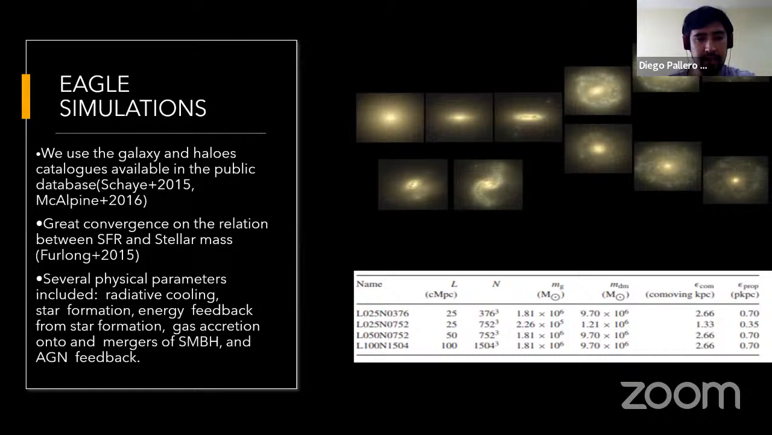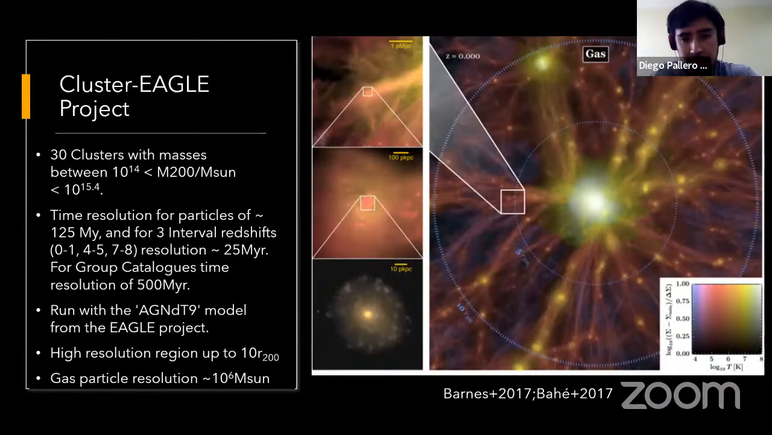So to fix that issue, we are using as well the Cluster Eagle project, which are zoom-in simulations, which use also the same galaxy formation model as the previous simulation. So in a sense, the properties of galaxies are directly comparable because it's not dependent on the model, at least for comparison between results. And as this is a zoom-in simulation, we were able to select much more massive clusters.